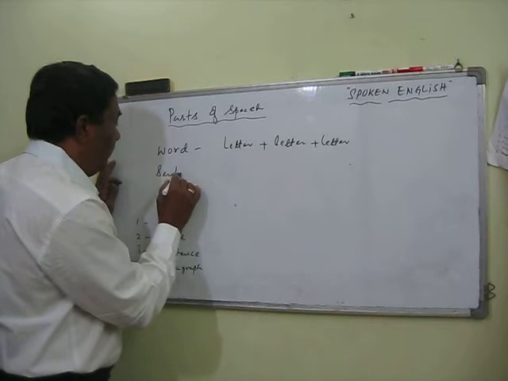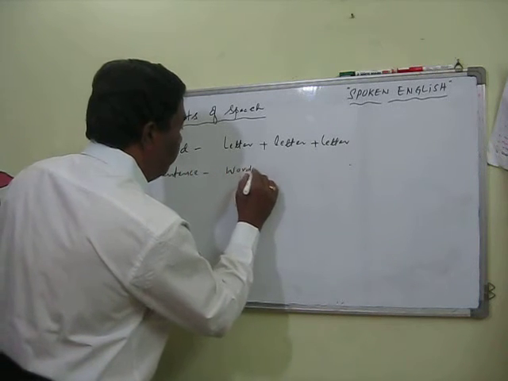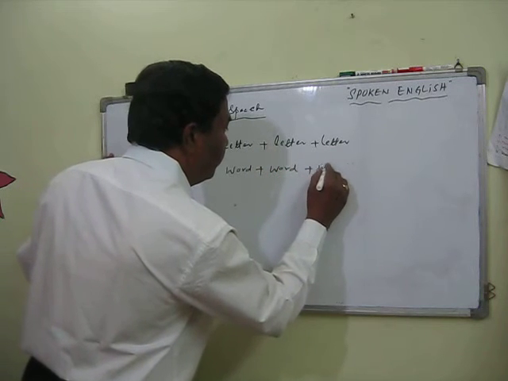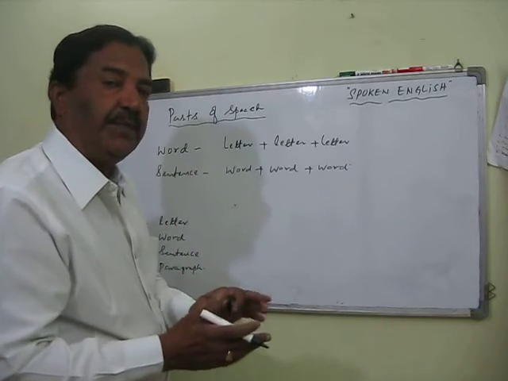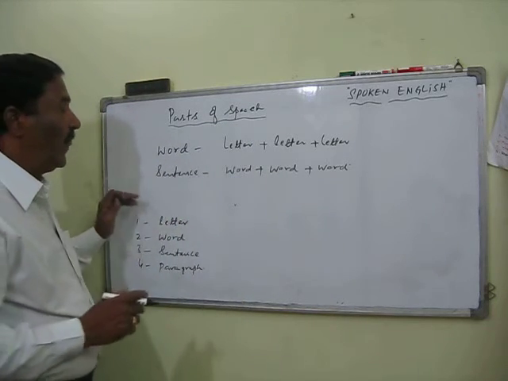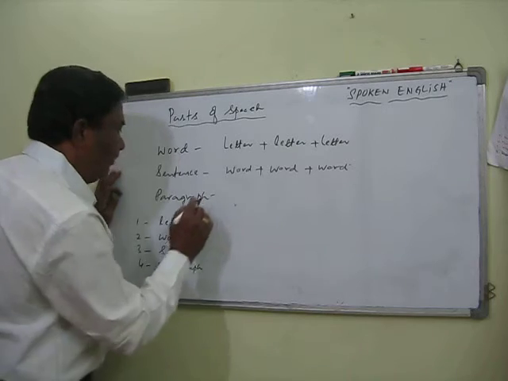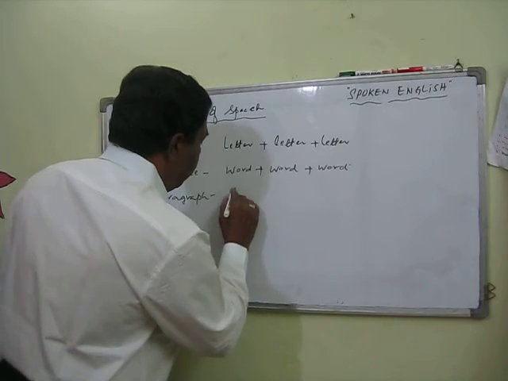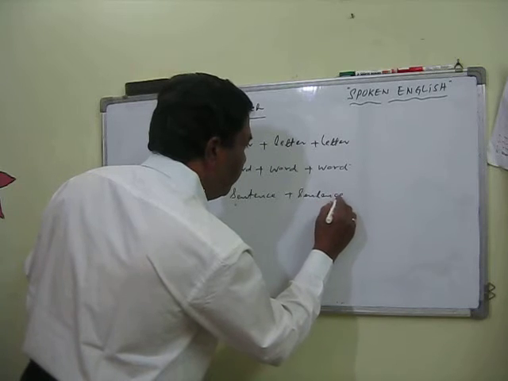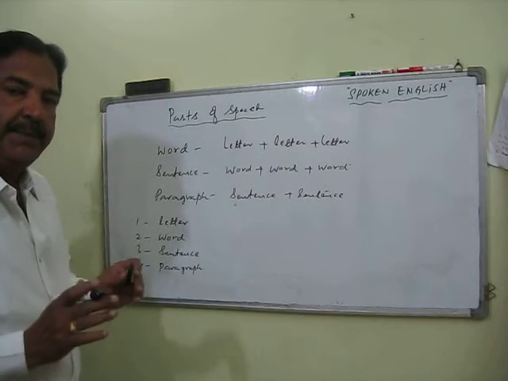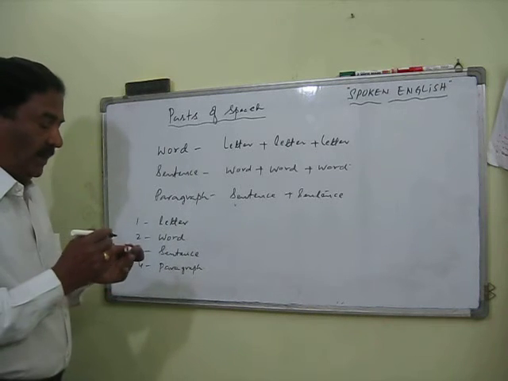Sentence: word plus word plus word. So thereby you could come to know that, bringing a few words together, we form a sentence. Likewise, the paragraph. Paragraph means, again here, sentence plus sentence is equal to a paragraph. Thereby, written language only revolves around these four. Fine.